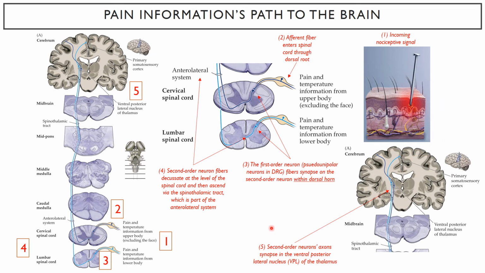They go up to the ventroposterior lateral nucleus of the thalamus, or the VPL, and they synapse onto neurons there. And then from there, those neurons in the thalamus project to the somatosensory cortex, the same parts of the cortex that we talked about for touch and proprioception, so that we can perceive where in our body pain is being sensed.